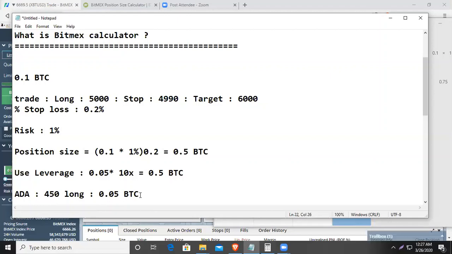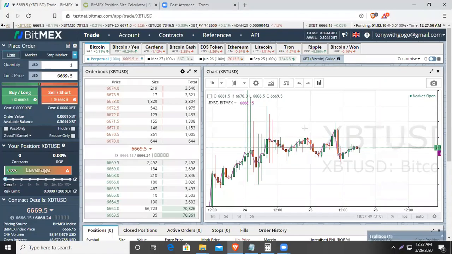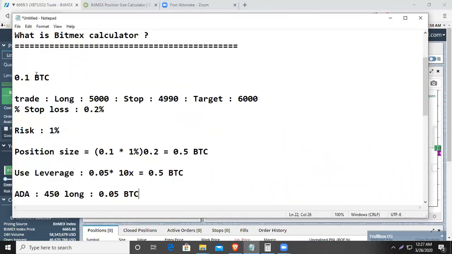You can use 100x, and you will still make the same profit on the same trade. Okay, so now let's come to the BitMEX exchange, and I'll show you a few things. If you see, I will be using this. Let's say I have 0.1 Bitcoin. Here I have 0.3 Bitcoin.